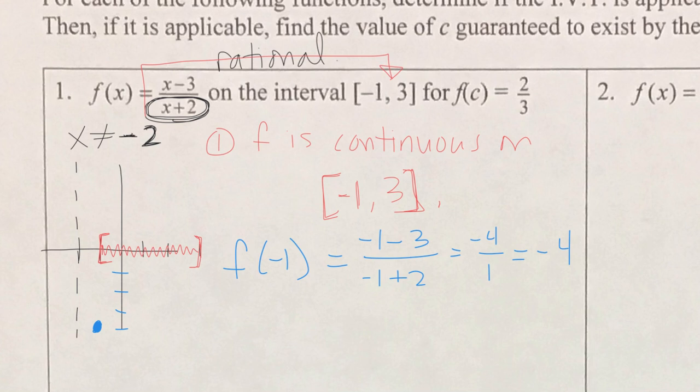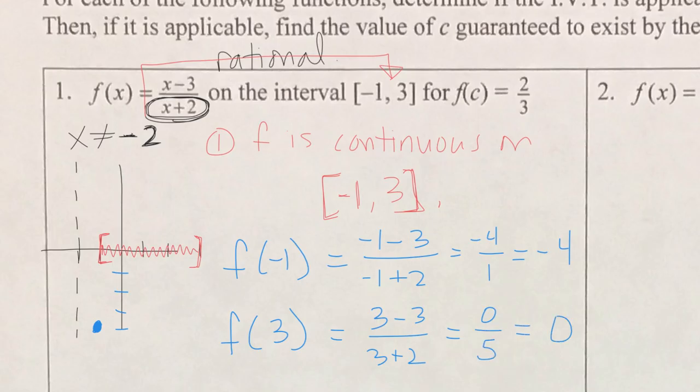In this case, your left endpoint, because -1 is the left side of your interval. And now we check for the right endpoint. So we plug in 3. Okay, so f of 3. So we go back in, we have 3 minus 3 over 3 plus 2 is 0 over 5, which is 0. So at 3, we are at 0. There we go. Okay, so those are our two endpoints.